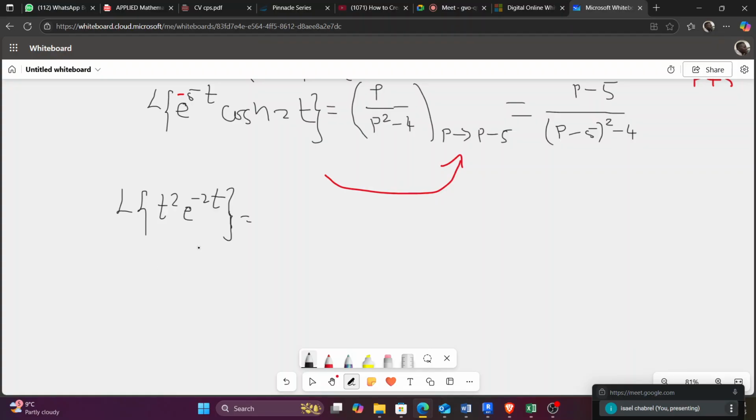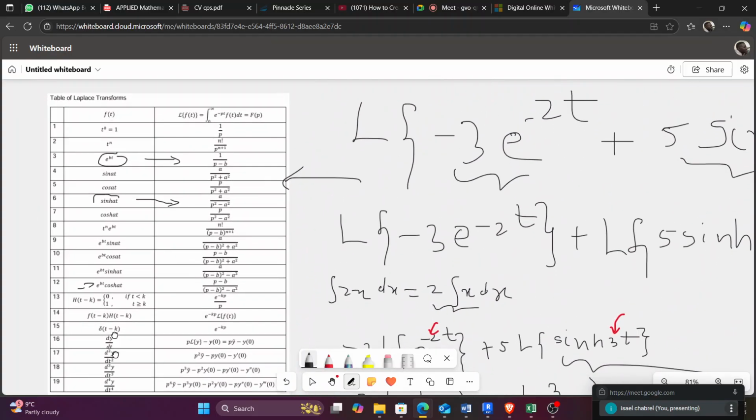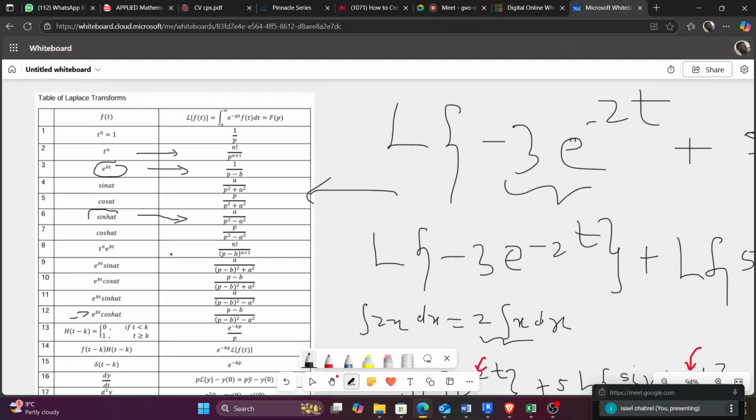According to the rule, the first thing that we have to do here, guys, we have to solve for Laplace of this guy alone, t square. What is the formula for it? I'm just going to scroll up so that we can see the formula. Here is the formula. T to the power n, it says it is n factorial over P to the n plus 1. So can we apply this formula here, guys?